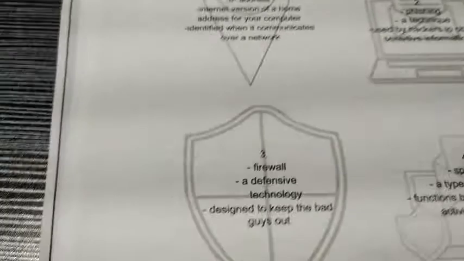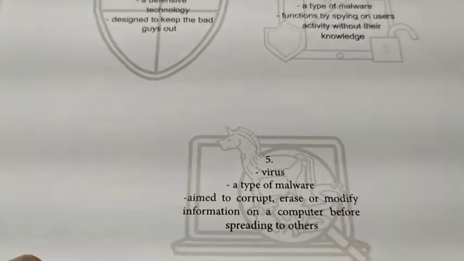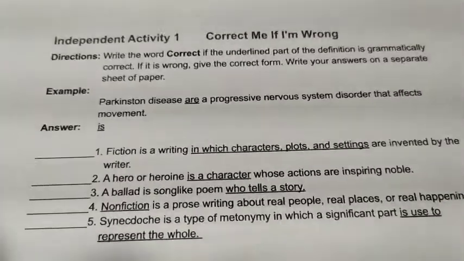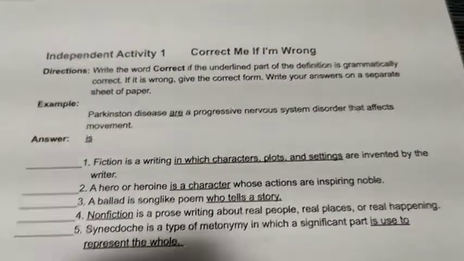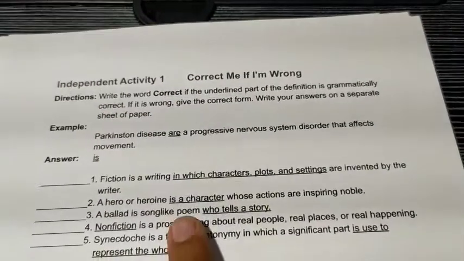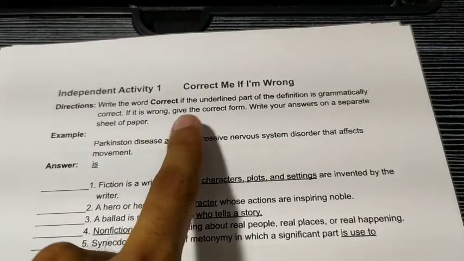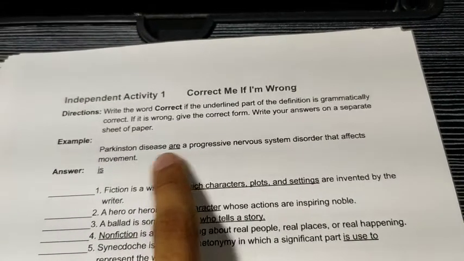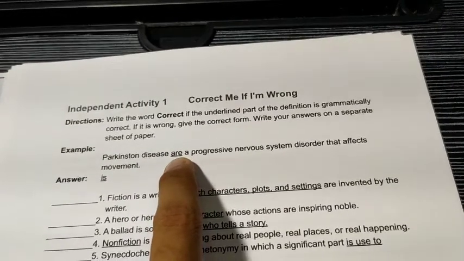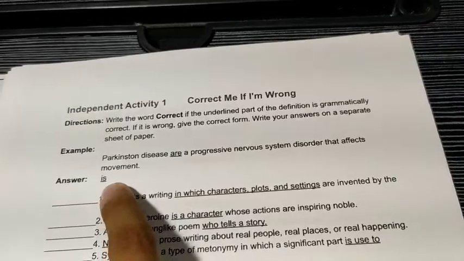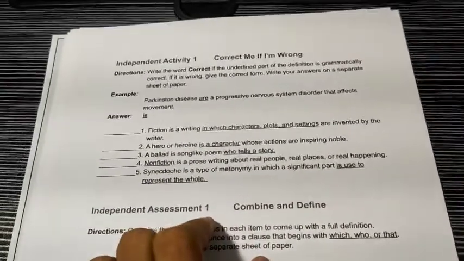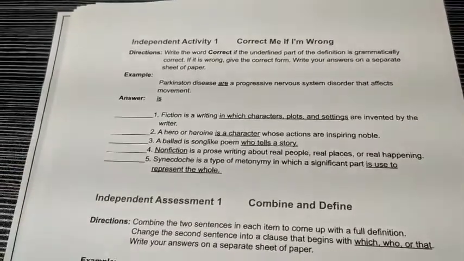1, 2, 3, 4, 5. So you will make a single definition using the rules that we have discussed a while ago. Then correct me if I'm wrong. Based on the sentences here, write the word "correct" if it's already correct, but if it's wrong, give the correct form. For example, "Parkinson's disease" is only singular, but here we have a plural verb, so your answer will be "is." You will change the underlined words if they are incorrect, but if it is correct, simply write "correct."